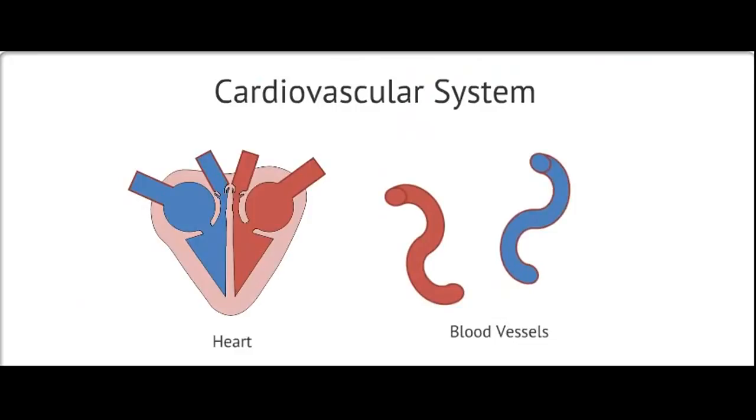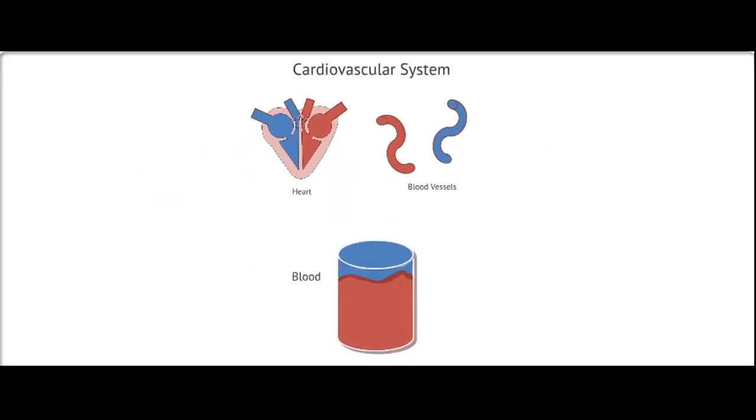The vertebrate circulatory system is known as the cardiovascular system. Cardio refers to the heart, and vascular means blood vessels, so we know most of the components simply from its name. Also a part of this system is the circulating fluid.